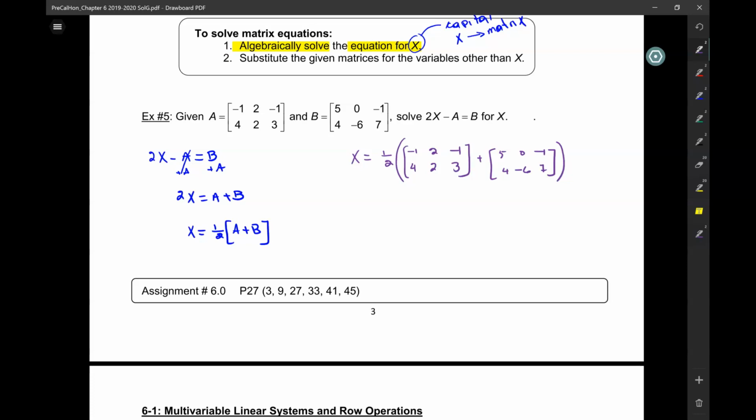Would this be wrong? It's unconventional, I guess it's okay. We usually solve it like this and then plug it in, it's fine. But it's cleaner like this. Okay? Alright, so go ahead and finish this one.